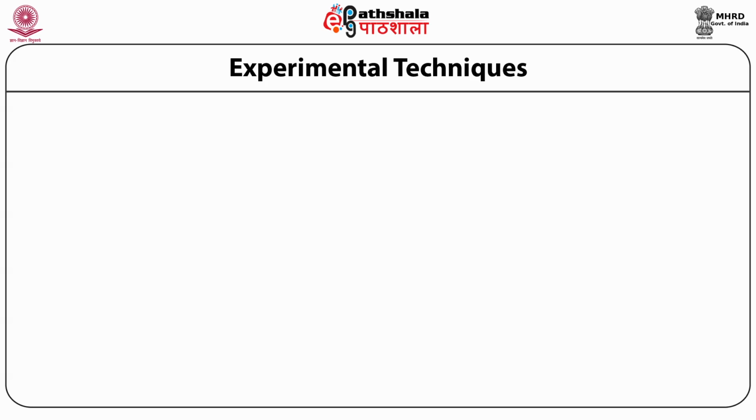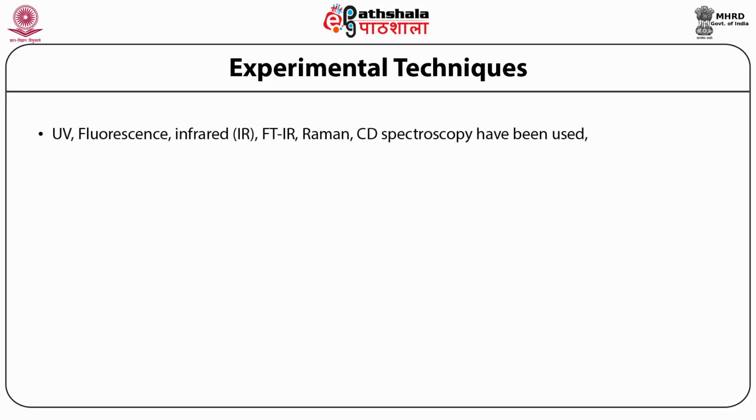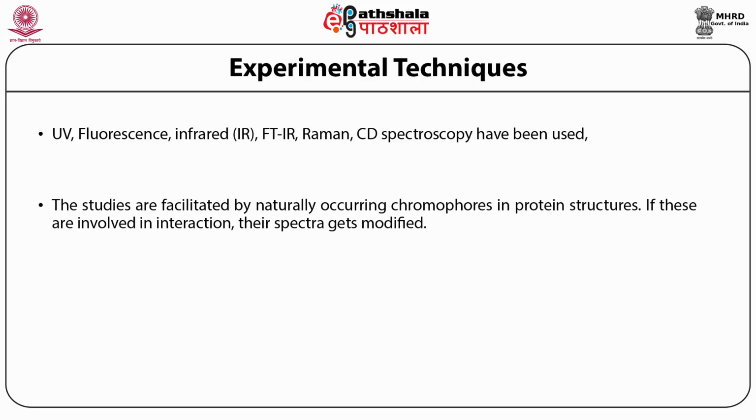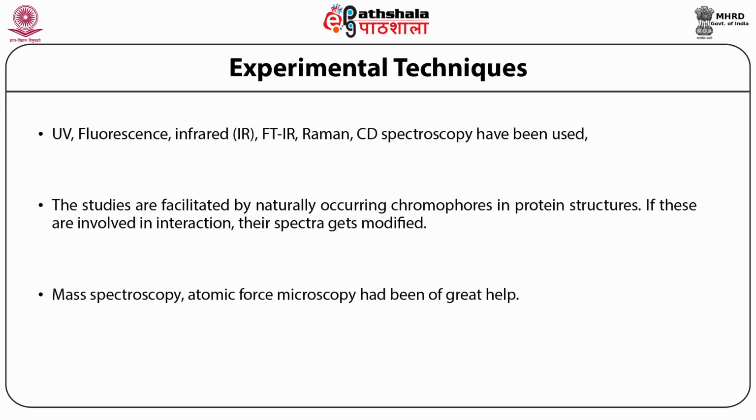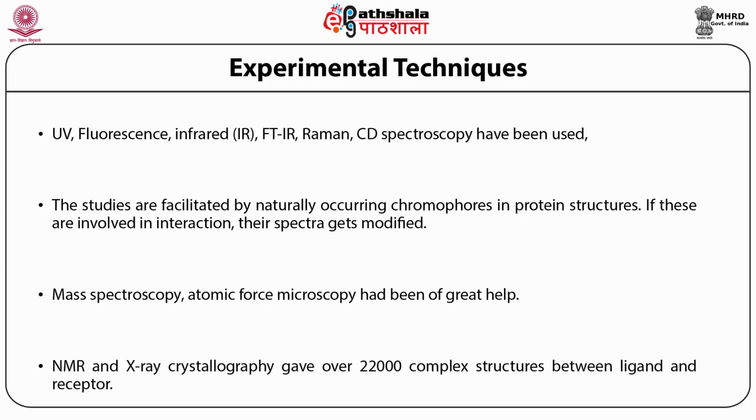Experimental techniques. A variety of experimental techniques can be used to study the interaction of ligands, small molecules, with proteins. Spectroscopic techniques, UV, fluorescence, infrared, FTIR, Raman, CD have been used. The studies are facilitated by naturally occurring chromophores in protein structures. If these are involved in interaction, their spectra get modified and one can know the interaction. Mass spectroscopy and atomic force microscopy have been of great help. NMR and X-ray crystallography have given over 22,000 complex structures between ligand and receptor.